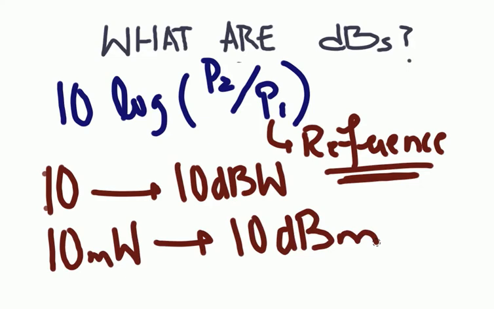If the reference is basically taken as 1 milliwatt, then the decibel value calculated is in the unit of dBm, whereas if the reference is 1 watt, the unit comes out to be dBW. What does this mean? For example, 10 dBm value of power means that the actual power is 10 milliwatts, whereas 10 dBW of power means that the power that you have is 10 watts in linear scale.